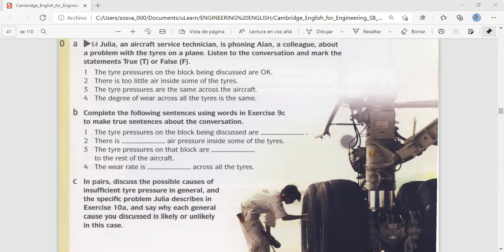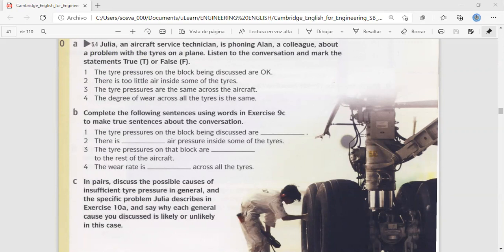I see. You're right, that is unusual. The wear rate's consistent across the whole aircraft though. There's nothing unusual about the wear pattern. Are you sure the pressure gauge is working properly? Well, to be honest, you can tell just by looking at the tires that they're down. Right. Let me come out and have a look.